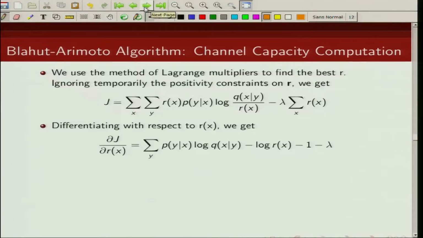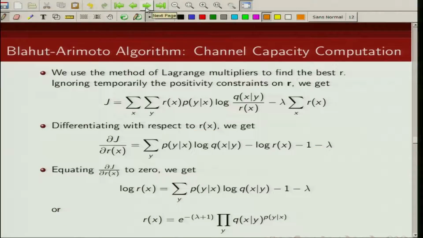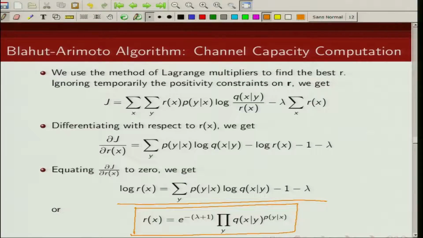Now the next step is to find the optimal value. I differentiate it with respect to R of x. So when I differentiate with respect to R of x, I get this: summation over y, p of y given x, log of q of x given y, minus log of R of x, minus 1, minus lambda. Now when we equate this to 0 and collect terms, what we get is log of R of x equal to summation over y, p of y given x, log of q of x given y, minus 1, minus lambda. Or in other words, I can write R of x in this particular way.